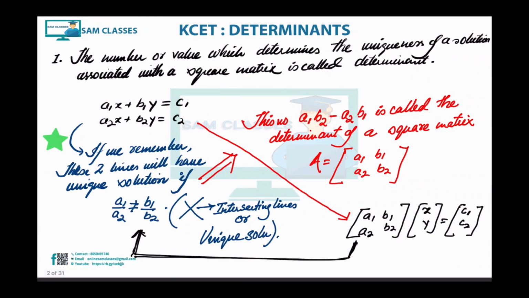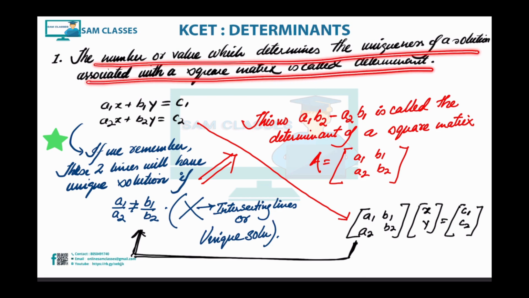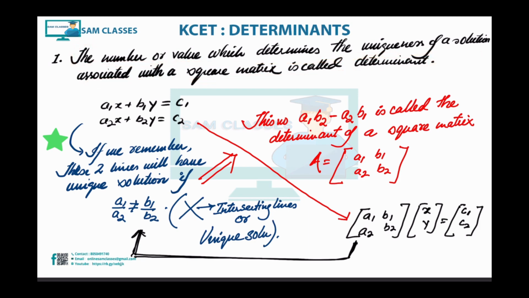Now in the determinant section, first we need to know what a determinant is. So basically, what do you understand by a determinant? It is a number or a value which determines the uniqueness of a solution associated with a square matrix. Okay. Now what do you understand by that? It sounds pretty complex, correct? So let's go to the basics.